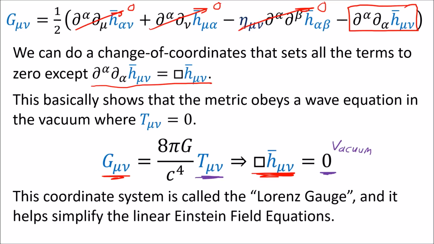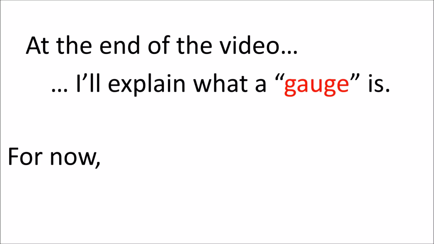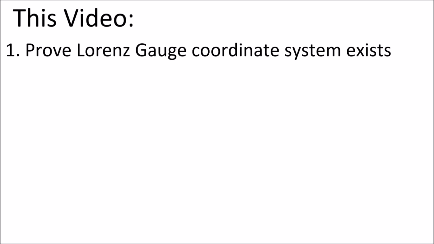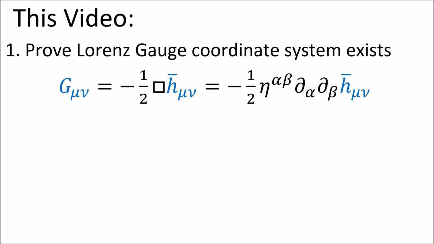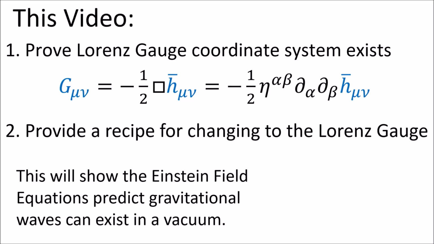The coordinate system where this happens is called the Lorenz gauge, and it greatly simplifies the linearized Einstein field equations. I'll take some time at the end of the video to explain what the term gauge means, but for now you can just think of a gauge as meaning a choice of coordinate system. So in this video we're going to prove that the Lorenz gauge exists and provide a recipe for changing from any coordinate system to the Lorenz gauge coordinate system. And this shows that the Einstein field equations predict that gravitational waves can exist in a vacuum.